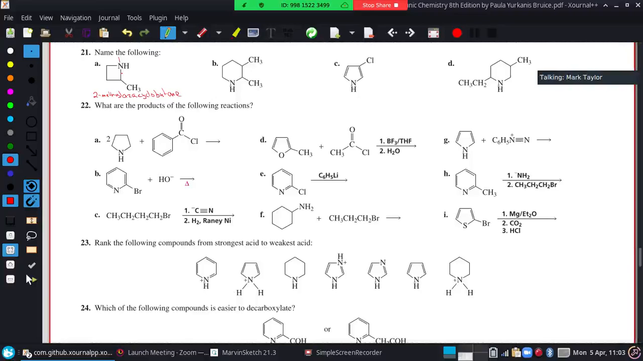Following that same technique for B there, 1, 2, 3, so we have a 2,3-dimethyl AZA cyclohexane.